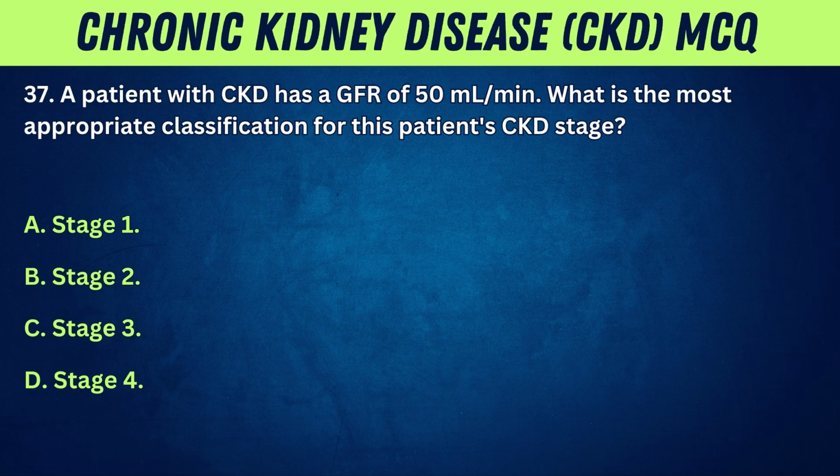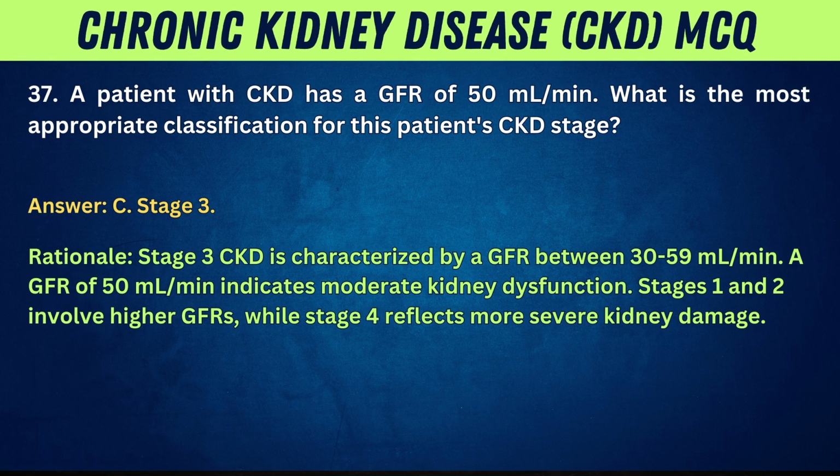37. A patient with CKD has a GFR of 50 milliliters per minute. What is the most appropriate classification for this patient's CKD stage? A. Stage 1. B. Stage 2. C. Stage 3. D. Stage 4. Answer: C. Stage 3. Rationale: Stage 3 CKD is characterized by a GFR between 30 to 59 ml/min. A GFR of 50 milliliters per minute indicates moderate kidney dysfunction. Stages 1 and 2 involve higher GFRs, while stage 4 reflects more severe kidney damage.